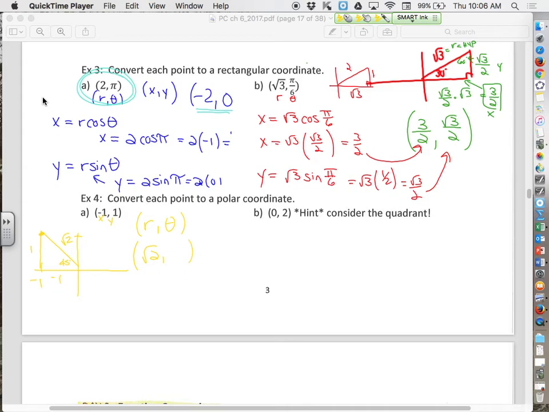And then my angle measure, we have lots of ways you can name this point. I'm going to name it this way. So that's going to be 135 degrees. Or if I want it in radians, that would be 3 pi over 4. Just by graphing that point there.